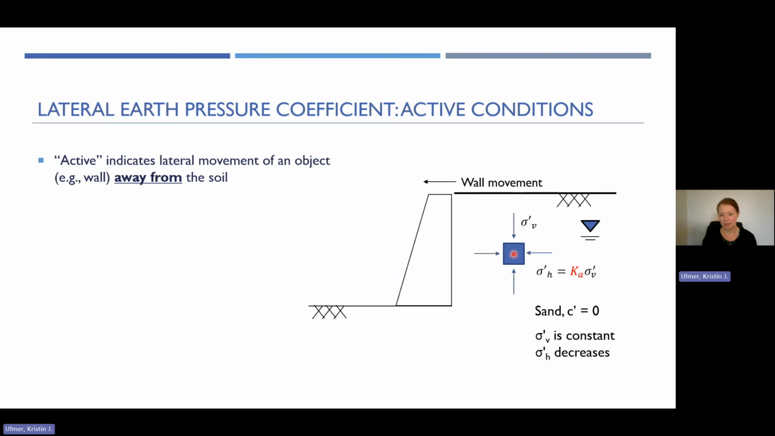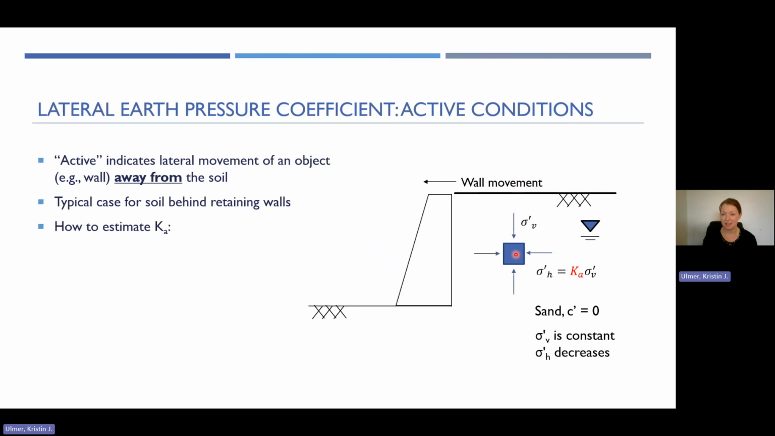Again, we have this point in the soil profile where we know what the vertical stress is, and we want to figure out what the horizontal stress in that soil is at that point. Here we're just considering a sand with a C prime of 0, meaning no cohesion, and the sigma prime V would be constant. So if this wall moves away from the soil, the vertical stresses will maintain their level, and the sigma prime H would decrease. You have a little bit less stress acting on this particular soil right here. So for the typical case of soil behind your retaining walls, you typically plan on active conditions.